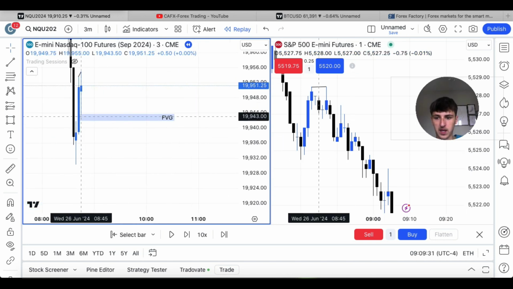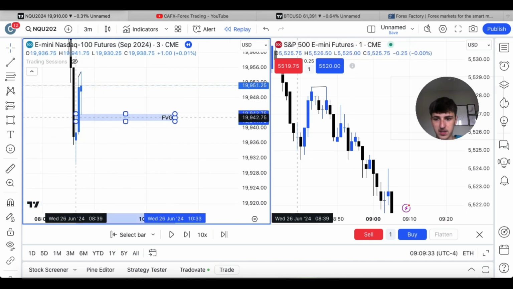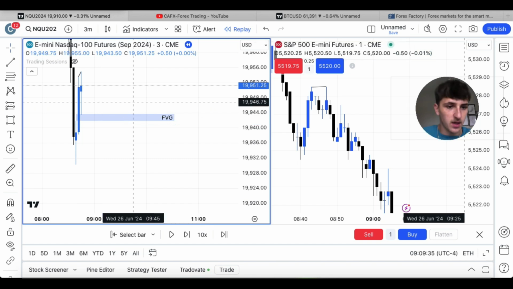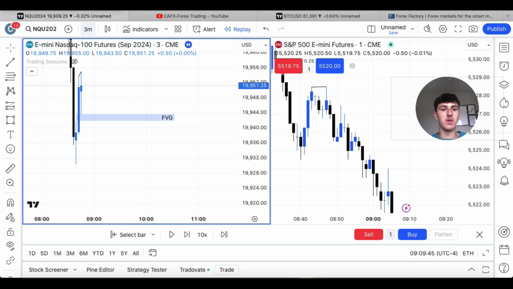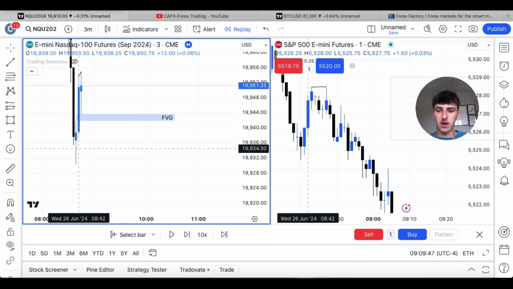Now you're probably thinking, okay, it's tiny, the fair value gap is tiny, but it doesn't matter, as long as that is the highest time frame we've got with a fair value gap. So as long as it inverses on the 3 minute, then we've inversed on all the other time frames. That means we'll inverse on the 2 and the 1. Now we just play price through.